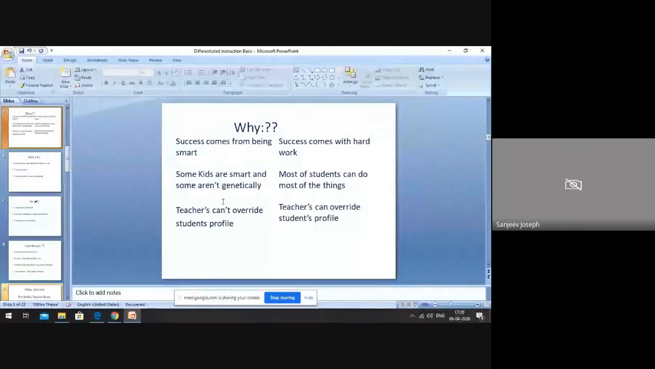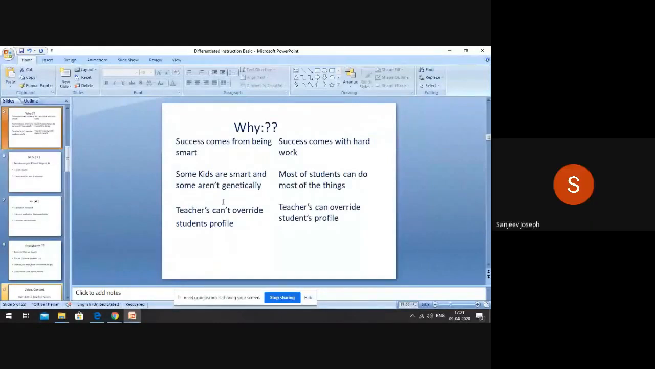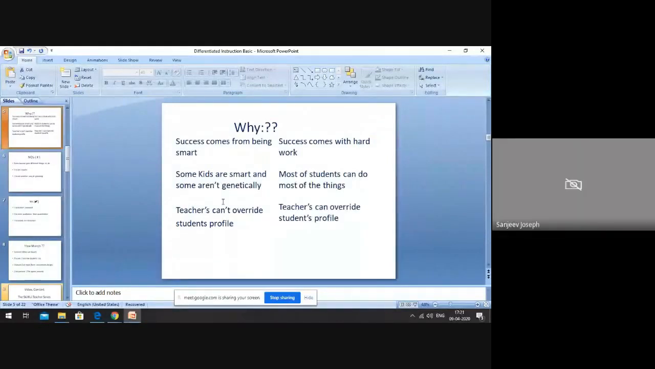Teachers can override students' profile. We as teachers can think that students are unique, though they come with different profiles and different situations, maybe the family background, social income, and so on. But that doesn't affect what the students want to learn and what we want to teach them. And that is why differentiation is very important when we take the class in a particular situation.